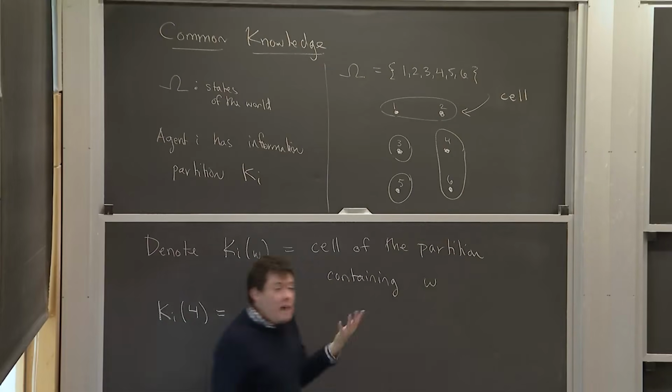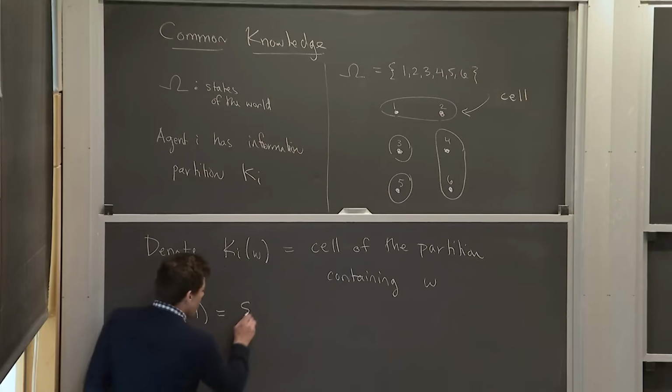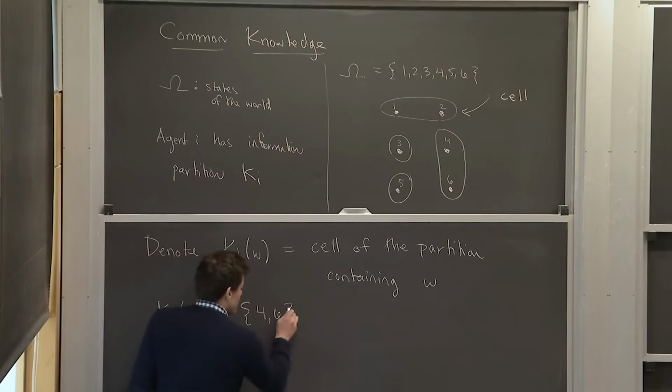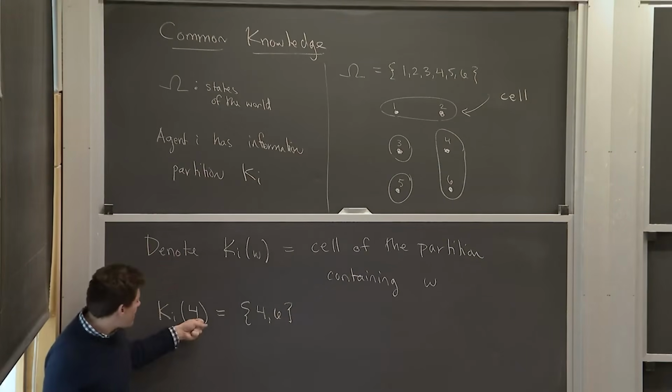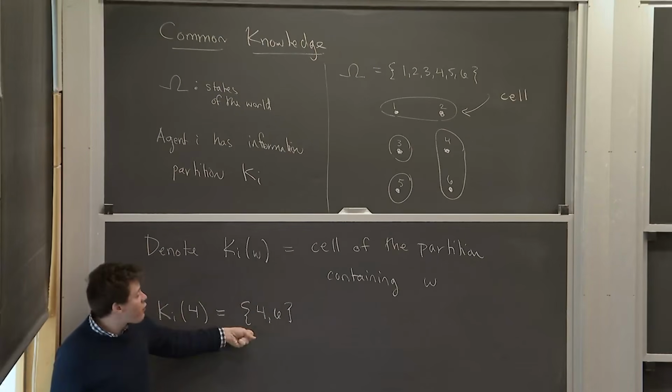And we need to name this cell. Well, this is the cell that contains states 4 and 6. So here we're going to write this equals {4, 6}. So what we're saying here is, when the state is 4, the cell that contains 4 is the cell {4, 6}.